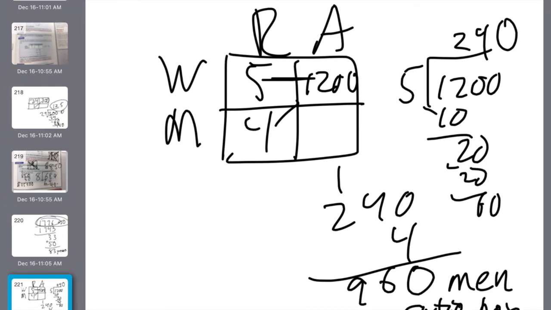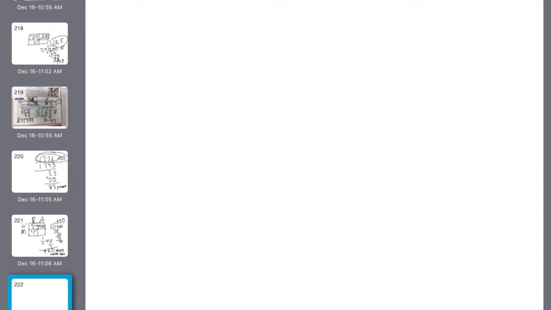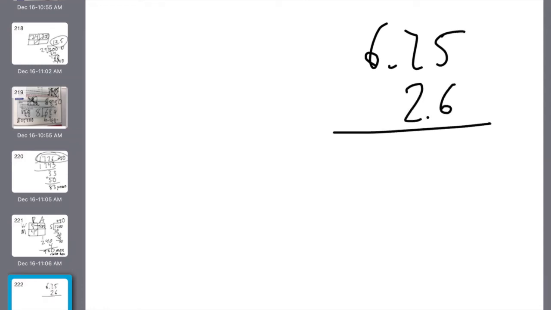I'm just going to write ratio box. They're teaching me how to use ratio boxes. I'm using ratio boxes. Number 4: what is the cost of 2.6 pounds of cheese at $6.75 per pound? So if it costs $6.75 for one and I have 2.6, it's a multiplication problem. You could have turned that into a ratio box today if you wanted to.